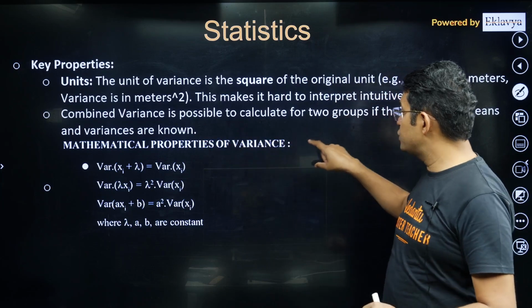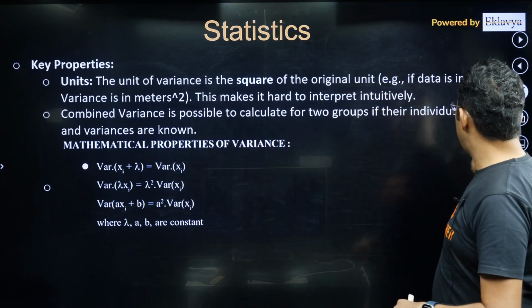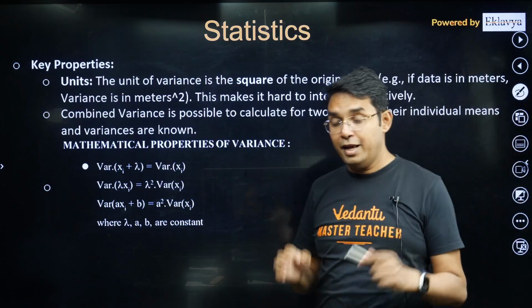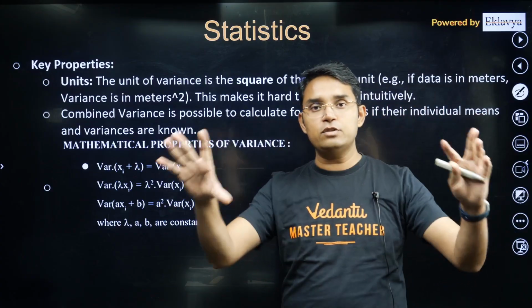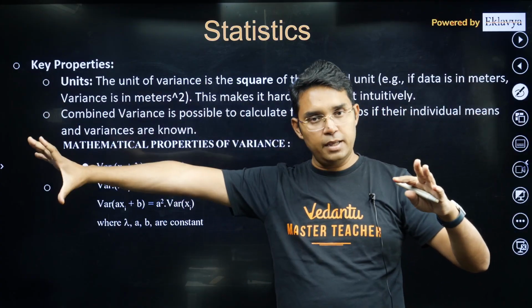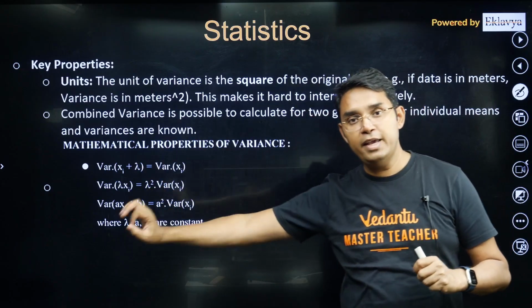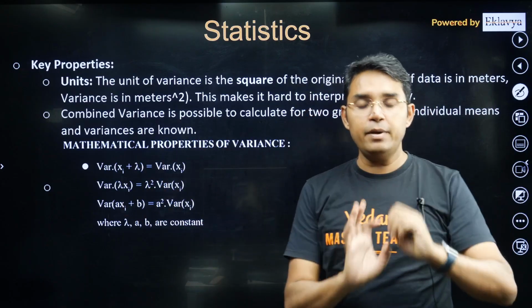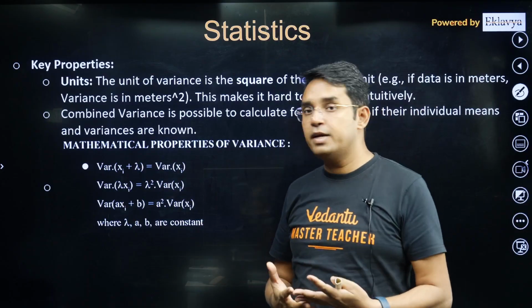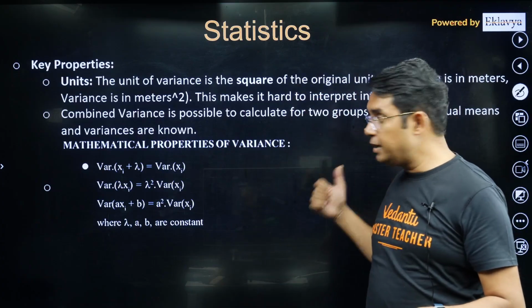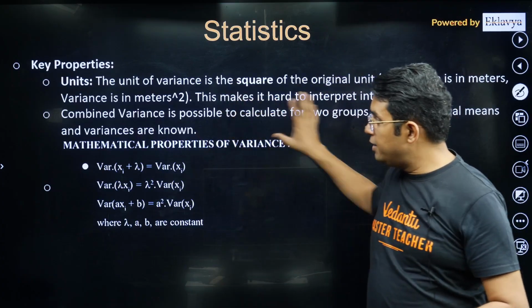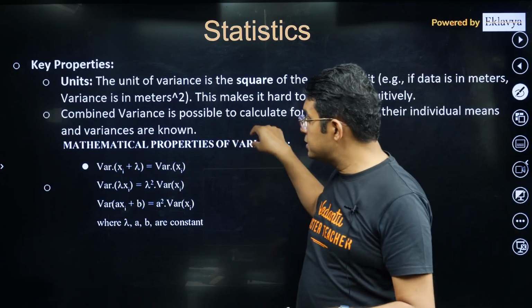Combined variance is possible to calculate for two groups if their individual means and variances are known. In fact, I will talk about this thing in the session. Suppose you are given two sets of data, x1, x2, x3, xn and y1, y2, y3, yn. Now you combine them and you try to find their variance, how can we find it. There are 2-3 scenarios, I will talk about that one by one in my later part, but that we will definitely talk about in this session.